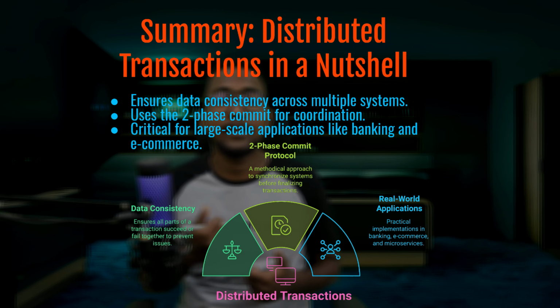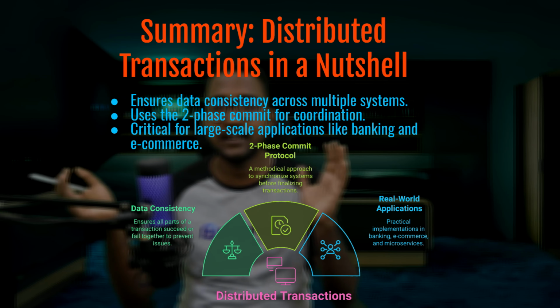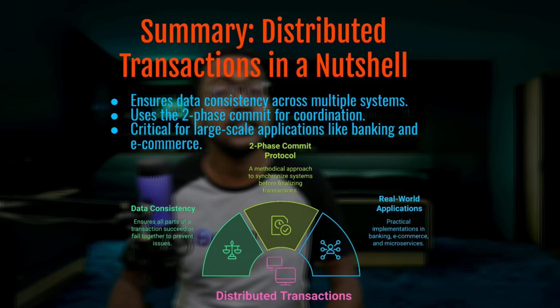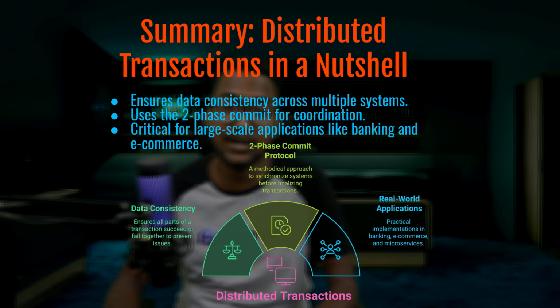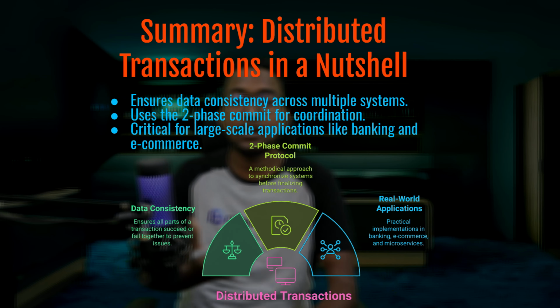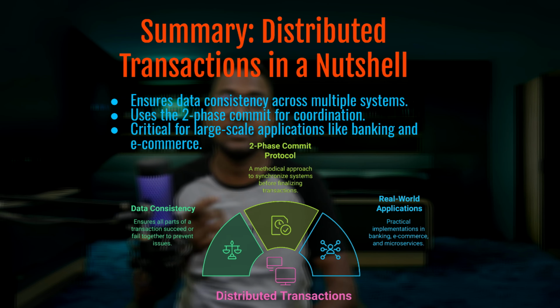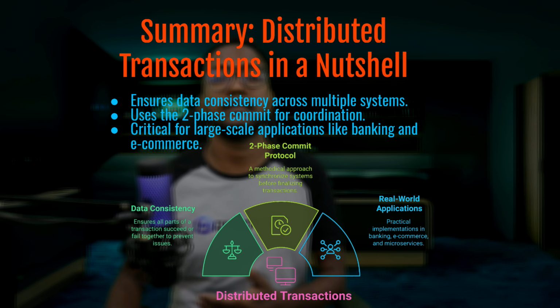Finally, we discussed some real world examples. In banking systems, distributed transactions ensure that money transfers between different banks are consistent and reliable. In e-commerce, they guarantee that payments, inventory updates, and shipping tasks either succeed or fail together, avoiding issues like double charges or missing items. And in microservices architecture, distributed transactions help keep multiple services in sync, ensuring that the data remains accurate across all the board.